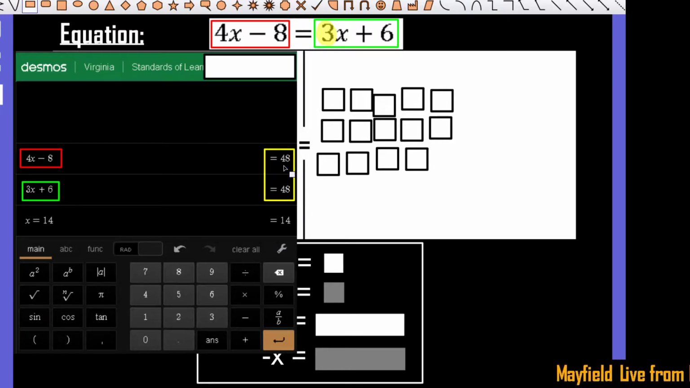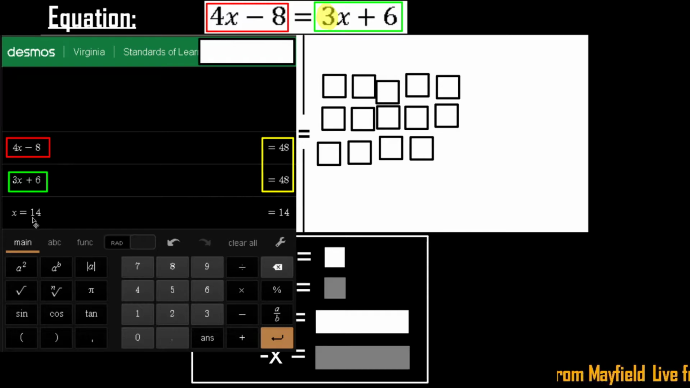We're saying an equation is two equivalent expressions. The reason why we knew we got a correct answer is because we typed in and we said, hey, does x equal 14? And since these two lines are the same value, we know we are correct. All right, let's try another one.